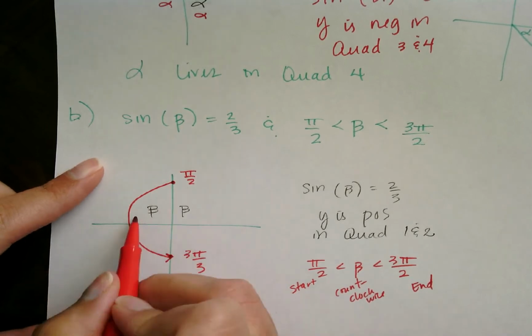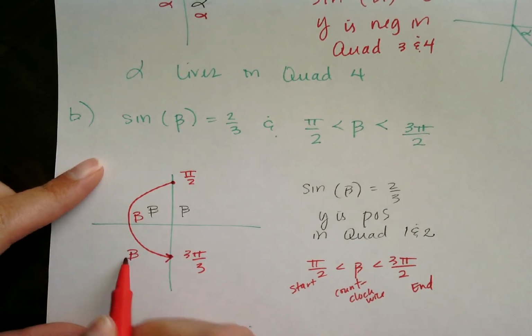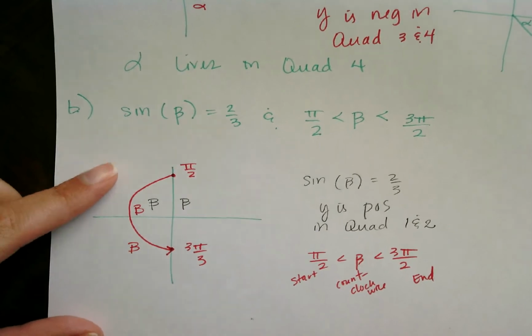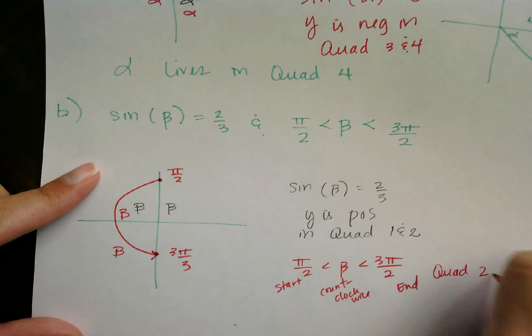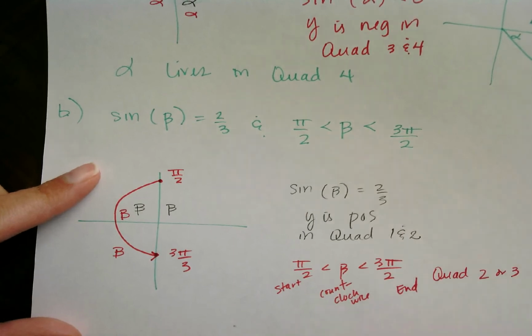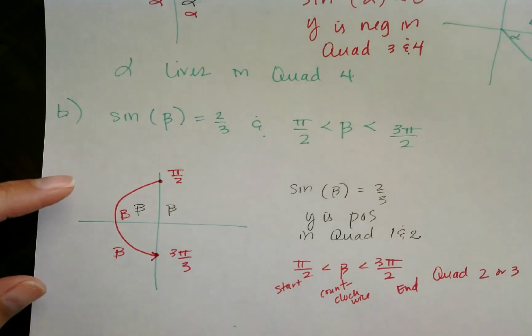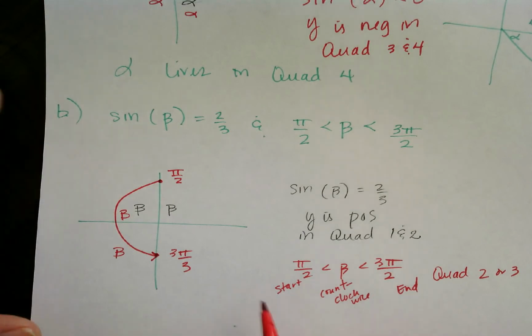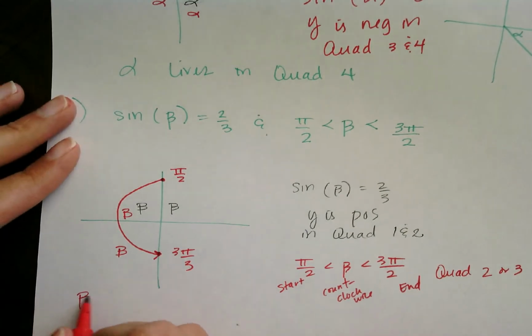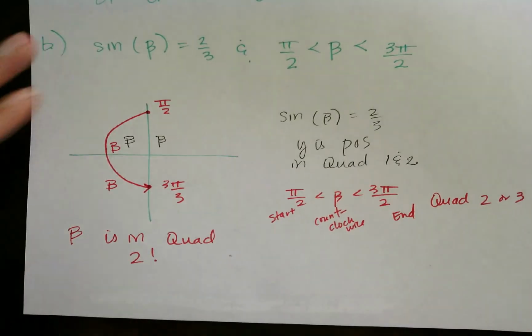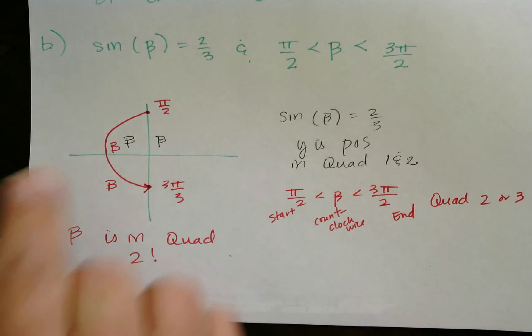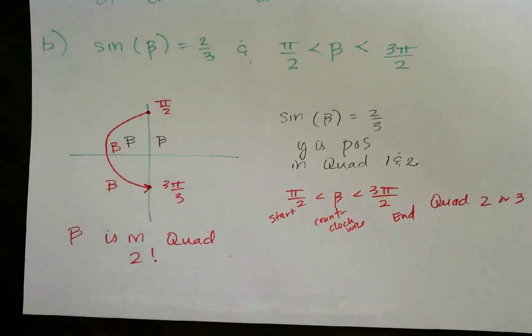Okay, so it's quadrants 2 and 3. Quadrant 2 or 3. Okay. So where do they both get satisfied though? Beta is in quadrant 2. Okay. That's where they're both satisfied.